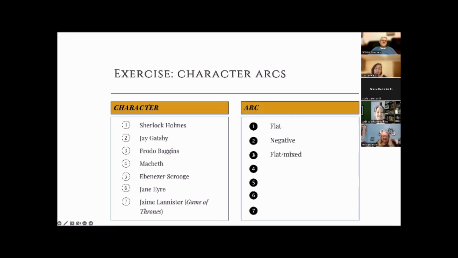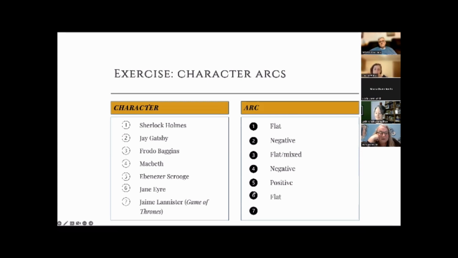Mixed arcs are, yes, also a thing. So I kind of was unfair to you there. Frodo, you could argue, really, I feel like you could argue him for any of the three. Macbeth is pretty clear. Macbeth is a tragedy. He is all about self-destruction. And Ebenezer Scrooge is also pretty obvious. The guy has a pretty big redemption arc, positive.